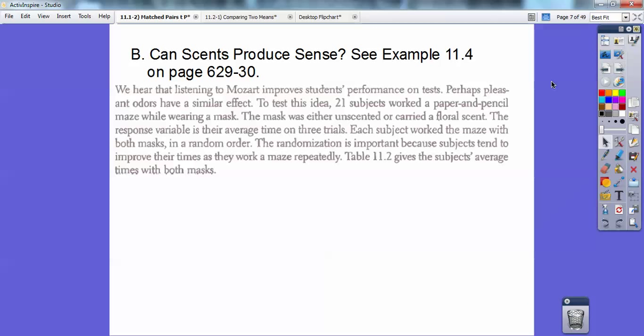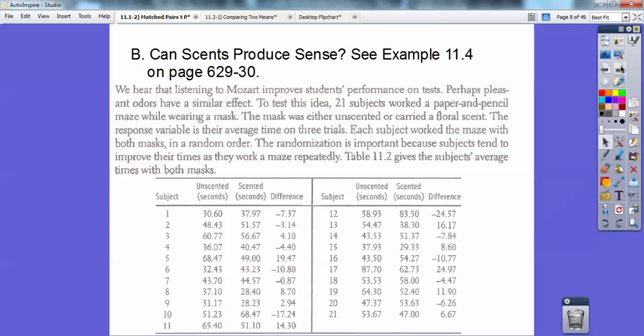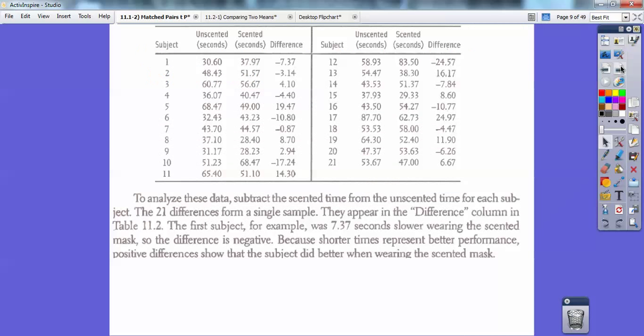All right, and so what they did, you guys, is they took this maze test six times total, three times with the unscented mask and three times with the scented mask. And they took the average of the unscented and the average of the scented. Okay, so here's a table right here, over on the next page. So this 30.60 is the average of three scores on the maze.